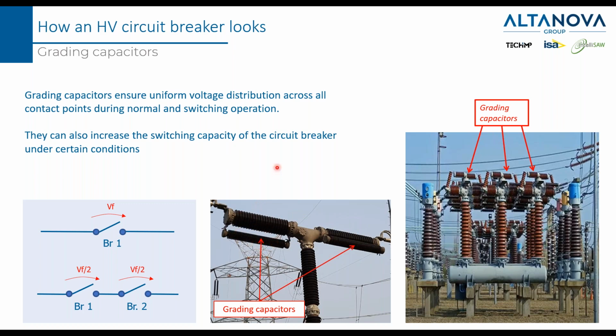In parallel to the main contact, you can find some devices that are there to keep under control the voltage on the breaker, on the main contact itself, because an extra voltage can also be dangerous for the breaker. One solution is to place capacitors, so-called grading capacitors, that keep the voltage balanced and equally distributed across the main contact during switching operations.